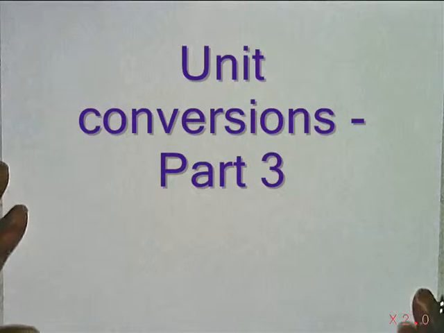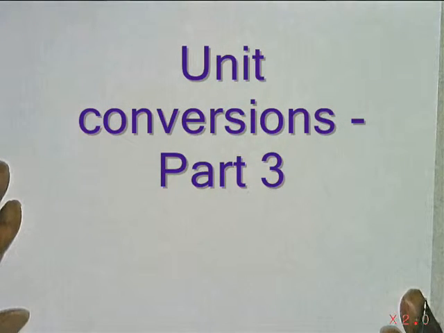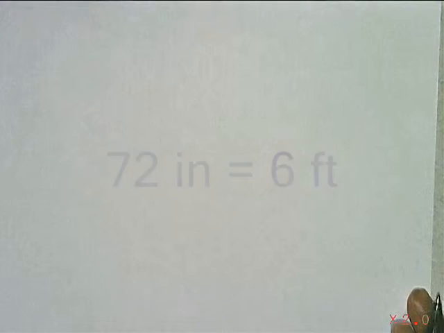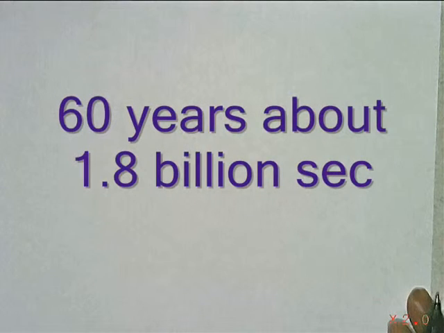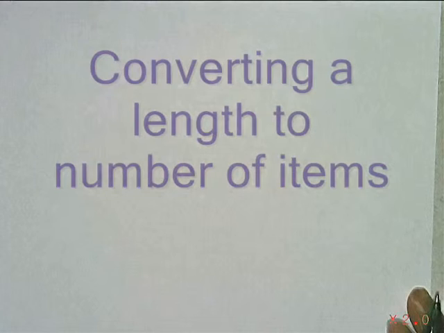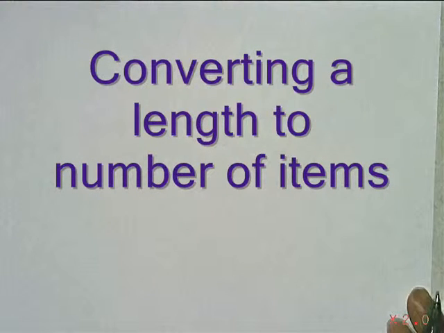So we're going to continue with unit conversions, and previously I talked about converting 72 inches to feet and converting my age, 60, into my age in seconds. Instead of 60 years, I'm about 2 billion seconds old. So here's a different kind of conversion, and it's not your standard unit, but it still works.